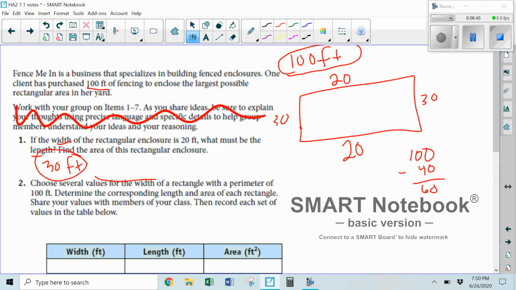And then it asks the follow-up question, find the area. So remember, the length times the width is 30 times 20, so 600, and it's feet times feet, so feet squared.